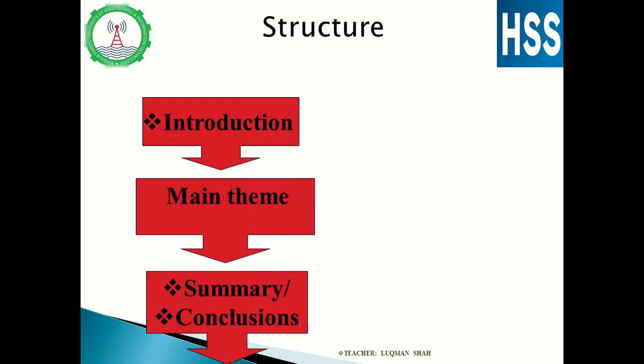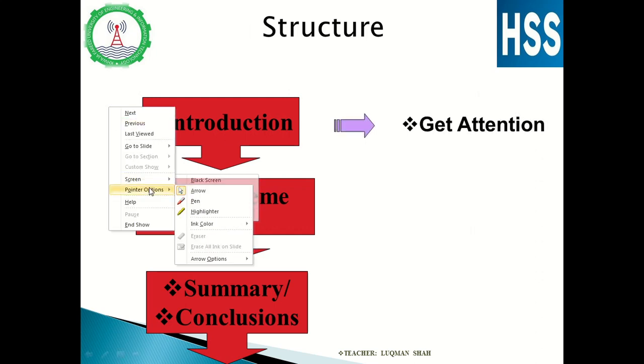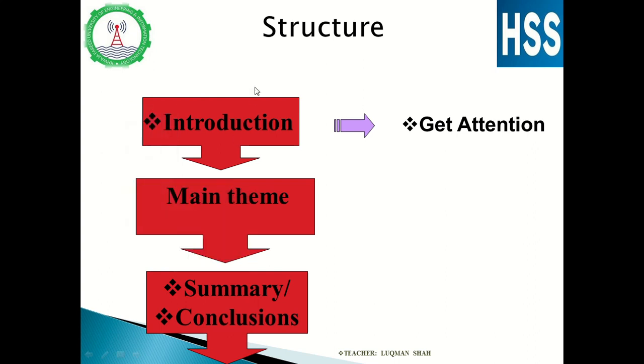And look at the structure. This is normally the structure of any presentation, and any presentation will be in this format. There will be a starting, which we can term as introduction, and then the main body, where we strengthen our main points through arguments, reasoning, statistics, figures, and other things. And then there will be a summary at the end.